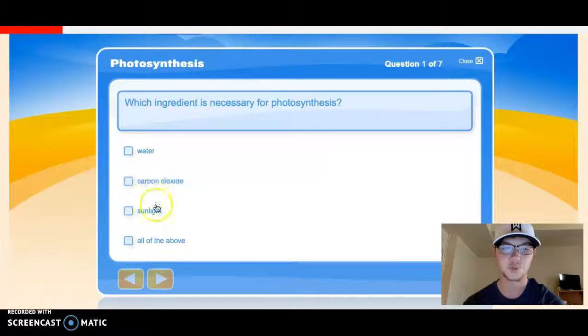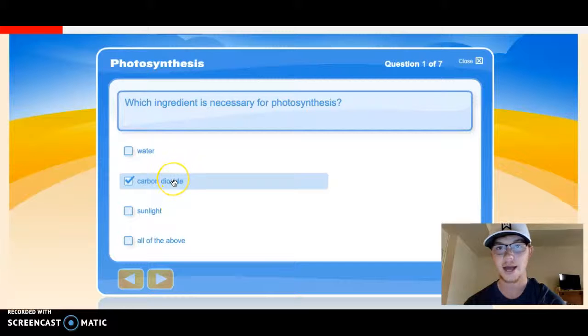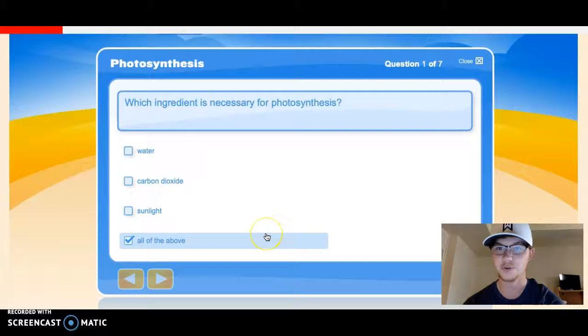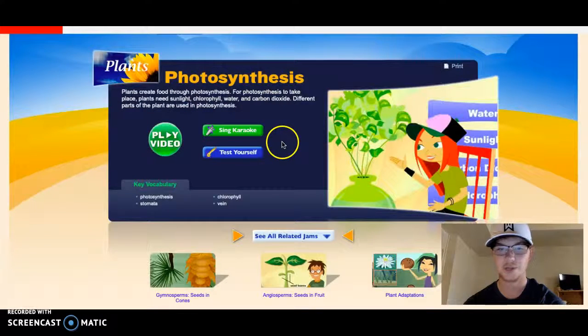I found this very beneficial because really I could copy some of the questions from the test. I think that'd be very beneficial for my students. So they're still learning the same things.